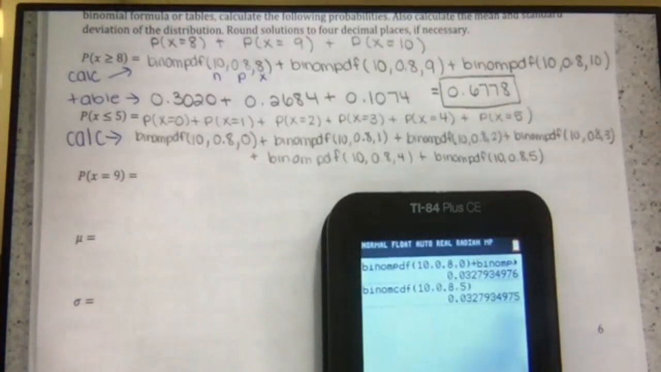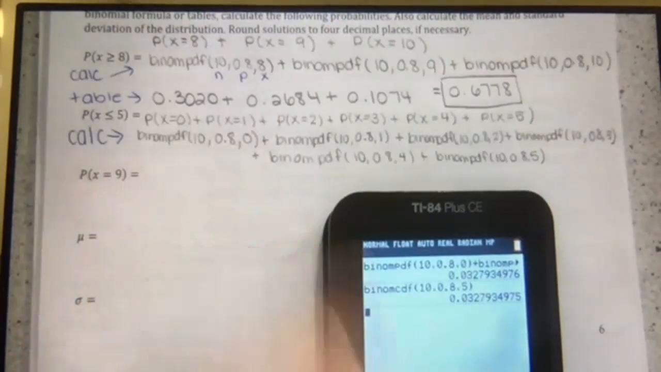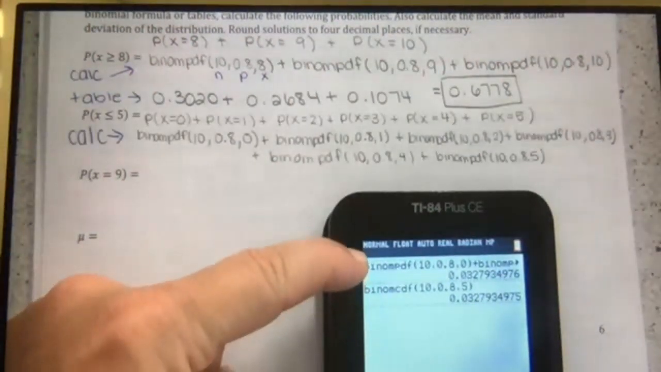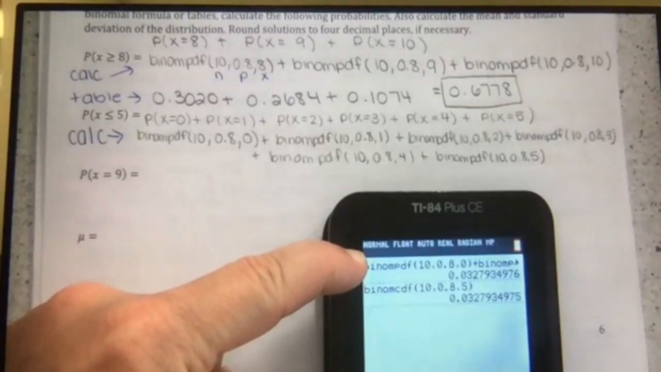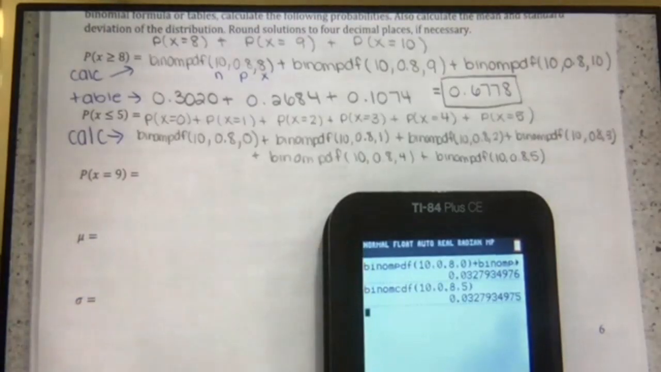So people just get really confused on when do you use CDF, when do you use PDF. So I was just trying to make sure that if you want the shortcut, use CDF. Another option is our PDF, which just gives you each of them. So if you get confused, I think it's easier to just use PDF for everything. So those are both your options.